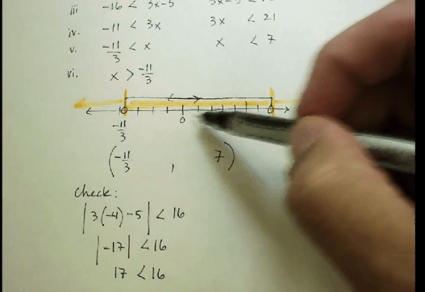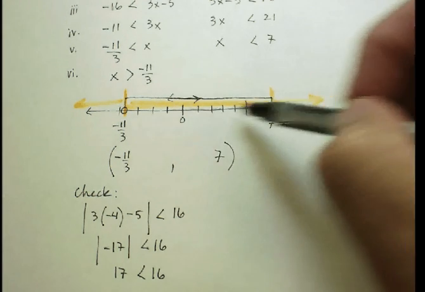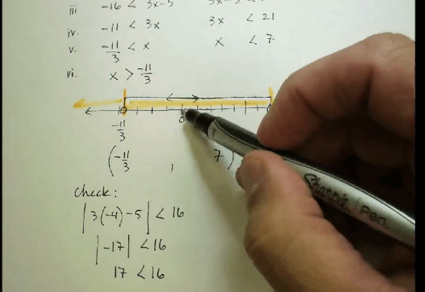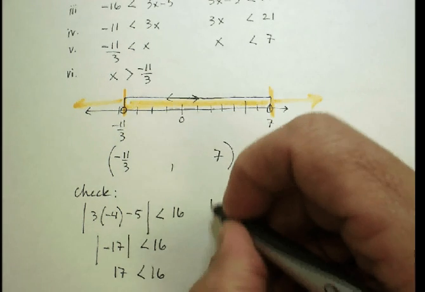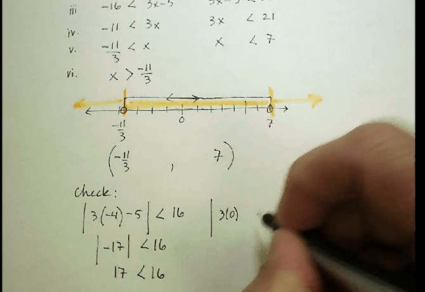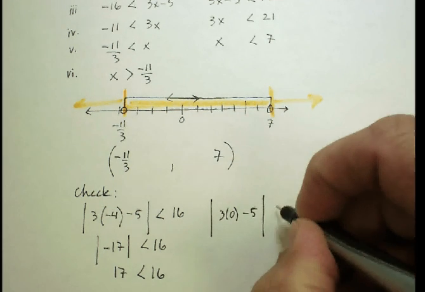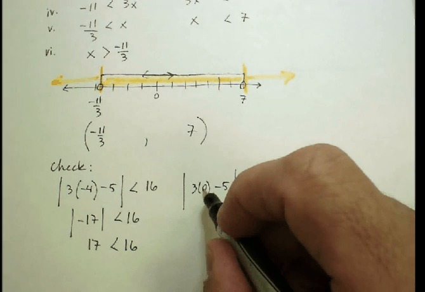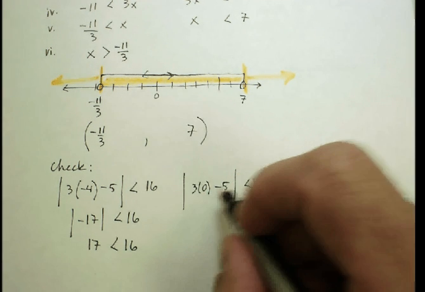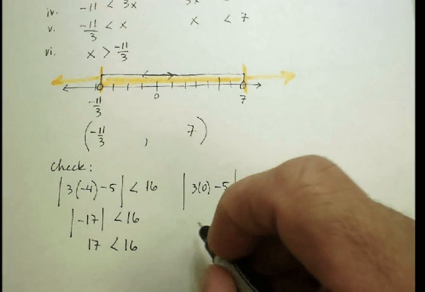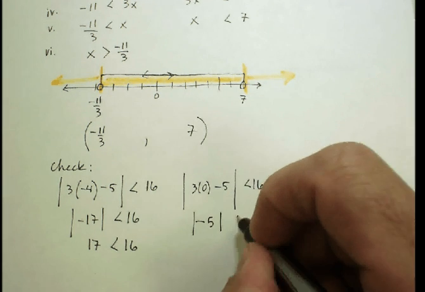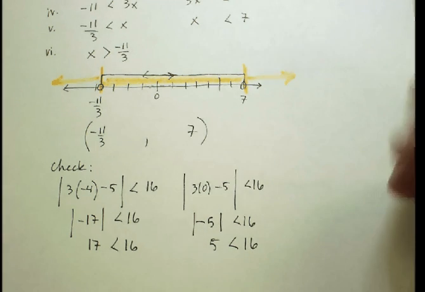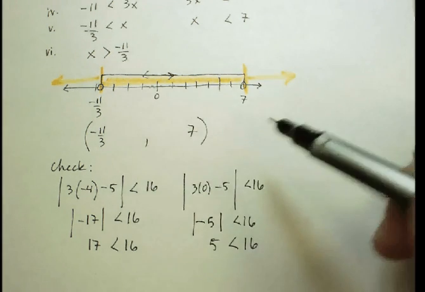Let's try a number inside the area where we think it works. And just be random. Choose any number that works easy. How about, well, heck, let's just choose 0. Be easy to do. So I'm going to say 3 times 0 minus 5, absolute value, is less than 16. Let's check that. 3 times 0 is 0. Minus 5 is negative 5. The absolute value of negative 5 is 5. Is 5 less than 16? Yes, it is. All these points will work.